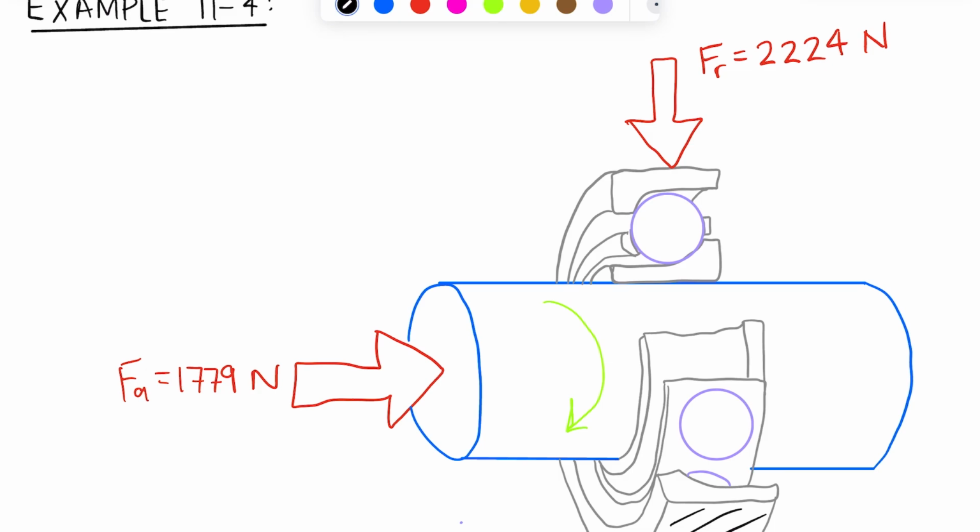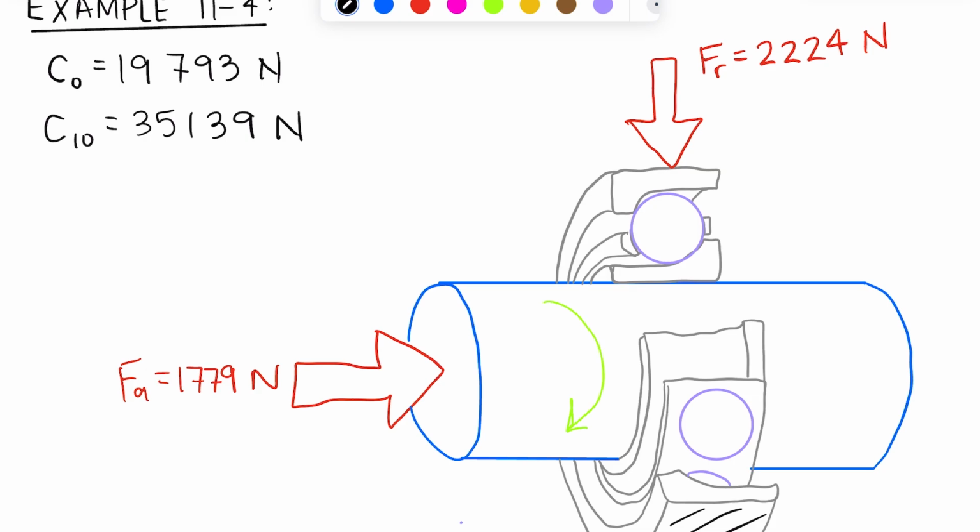And we are given a particular load rating for the bearing that we've selected. So our static load rating, C0, is given as 19,793 newtons, and our dynamic load rating, our C10 value, is given as 35,139 newtons. And remember that C10 value corresponds to a radial load at which 10% of a group of bearings have failed at our manufacturer's specified number of cycles.